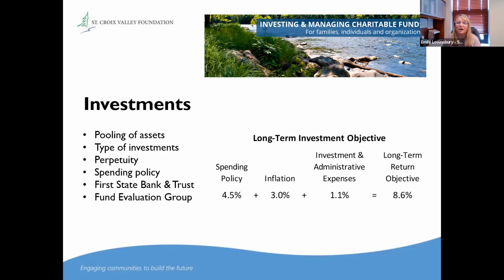We have an OCIO model, which stands for Outsourced Chief Investment Officer. In that particular portfolio, FEG manages it. They do the buying and the selling, they do the due diligence, and they have the authority to make changes in that underlying portfolio, informing the Finance Committee, of course, of what's going on, but they have the ability to make those changes.